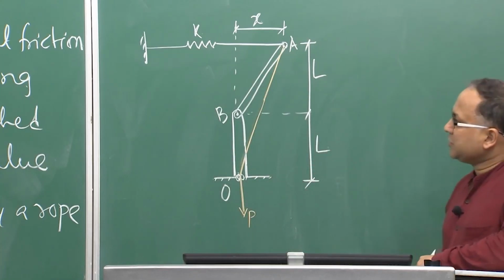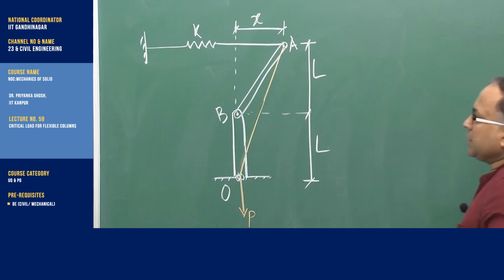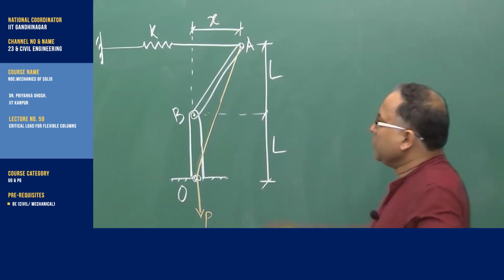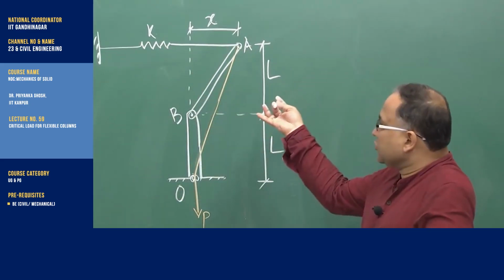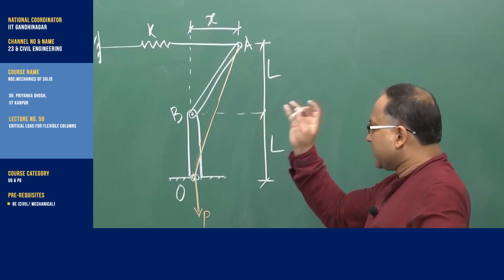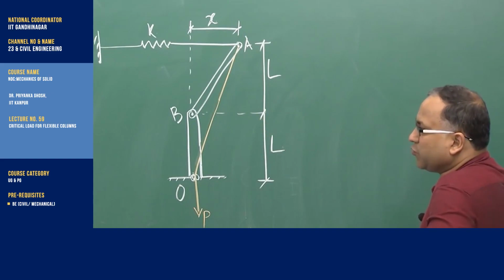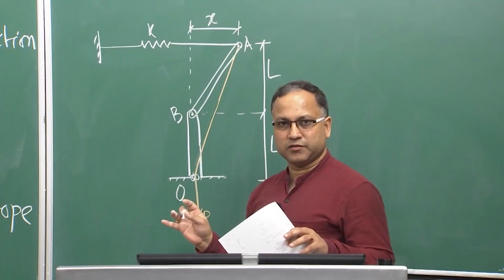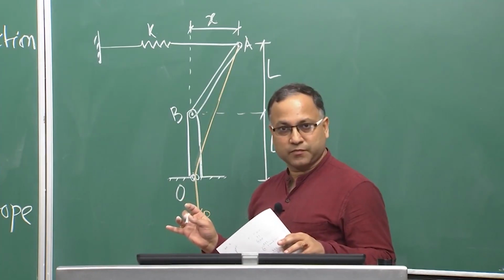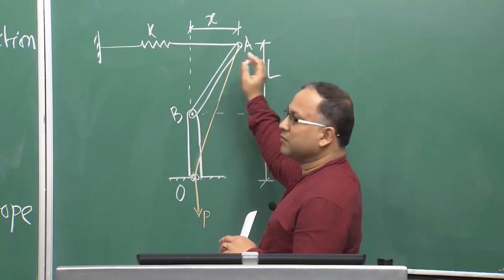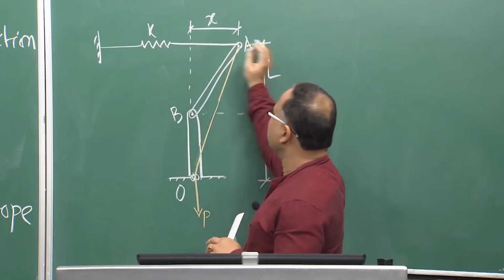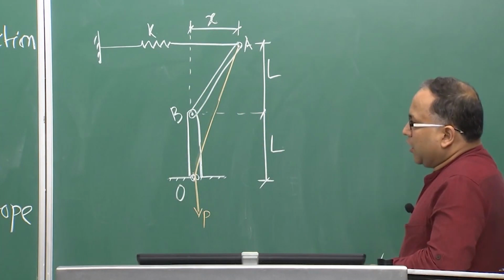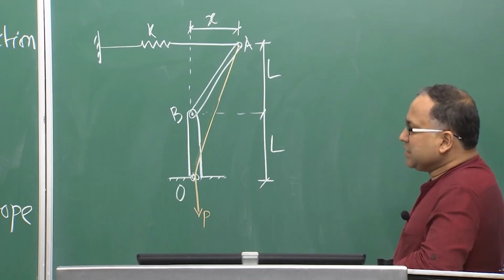Okay, so this is the problem. The rigid strut AB is pivoted without friction at B and is stabilized by a spring of stiffness K. That means the spring is trying to prevent the lateral movement, and it is unstretched when x equals 0. That means when x equals 0, the spring is not experiencing any deformation. But when the strut experiences some lateral displacement, say x, then the spring gets stretched. Find the critical value of a load P which is delivered by a rope.